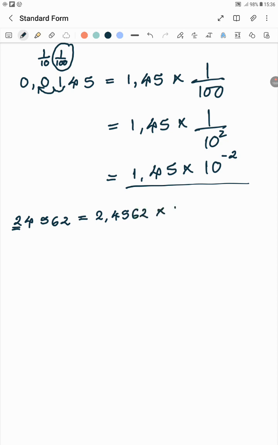We are multiplying it by 10,000, because this 2 represents 20,000. And if you multiply 2 by 10,000, you're going to get 20,000, right? So now you say 2,4562. And here, how many zeros? 1, 2, 3, 4. So your answer would be 10 to the power 4. 2,4562 times 10 to the power 4.